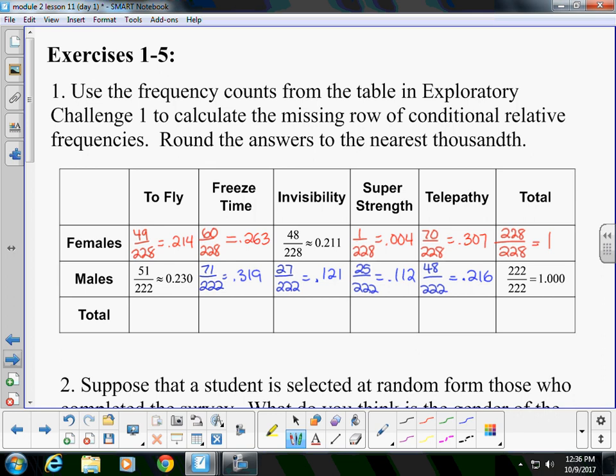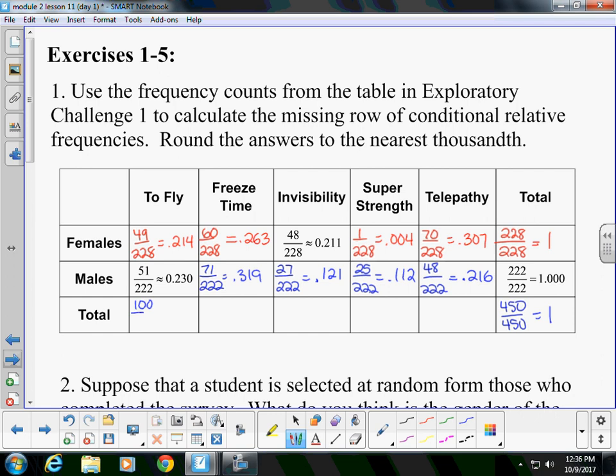And then on the bottom, since we're dividing by the row total, there were 450 people in the survey, so this would be 450 divided by 450. Notice that since we divided by the row totals, down here at the end of the rows, they always come out to 1.